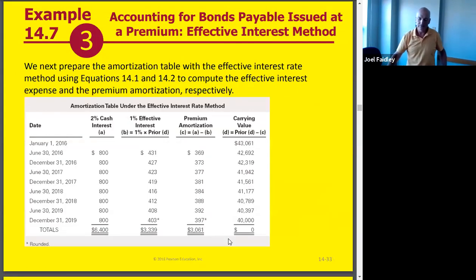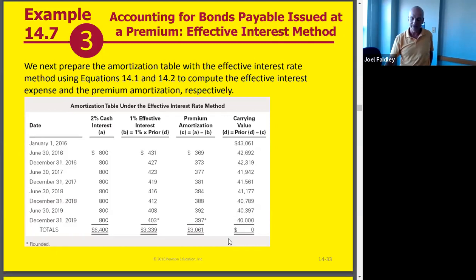All right, so what we see here, $43,061. When I make that first payment to the bondholders on June 30th, I'm going to pay $800. I'm going to do that every 6 months. That's what you as an investor expect. But for me to record this on my books, the effective rate of interest says I'm going to take that market rate, which is 1%. Again, it's 2% a year, but every 6 months it's 1%. 2 divided by 2 is 1, right? 1%. So 1% of $43,061 is $431.